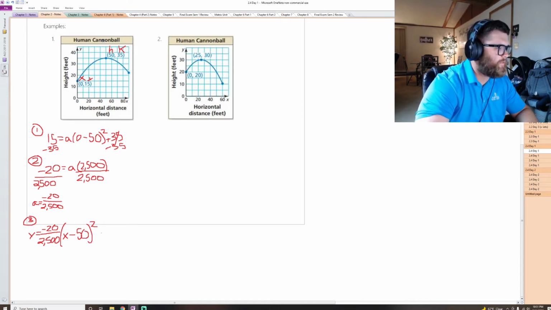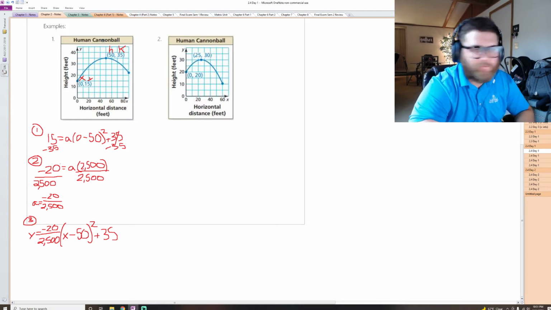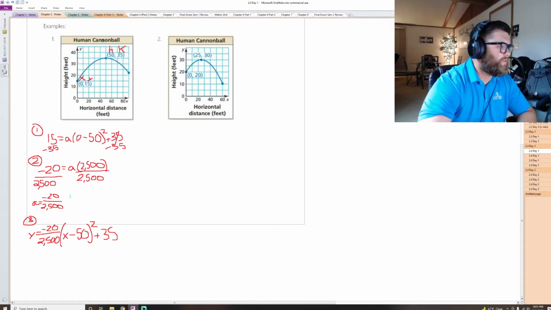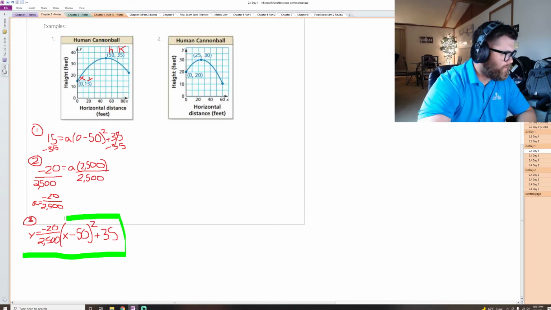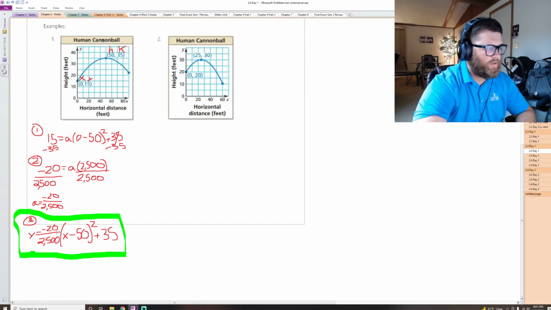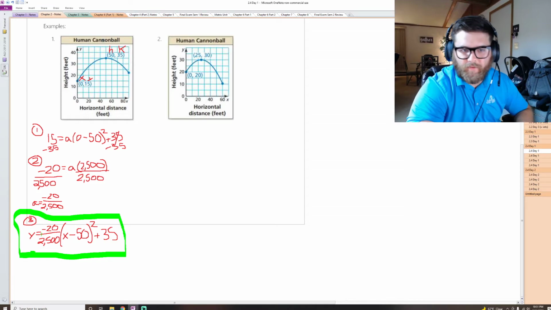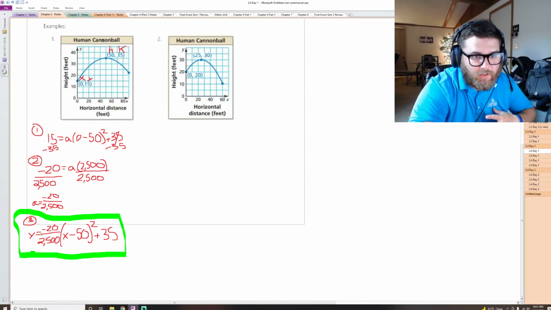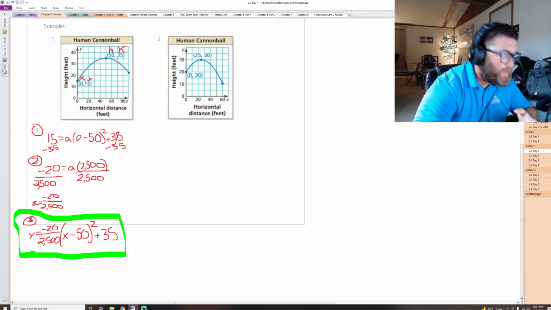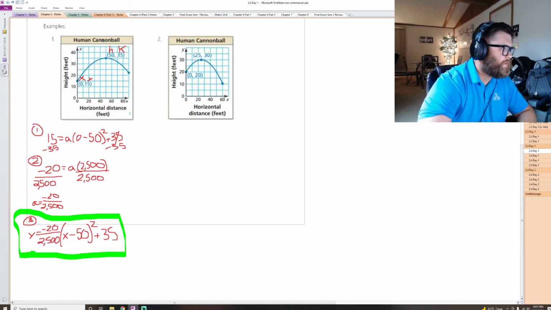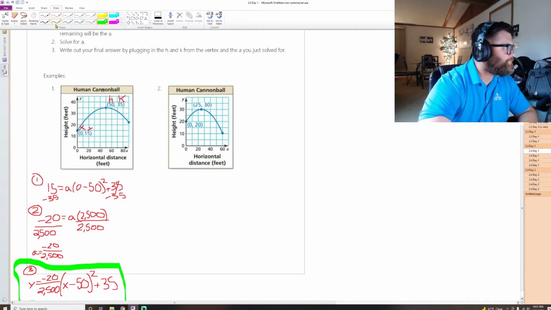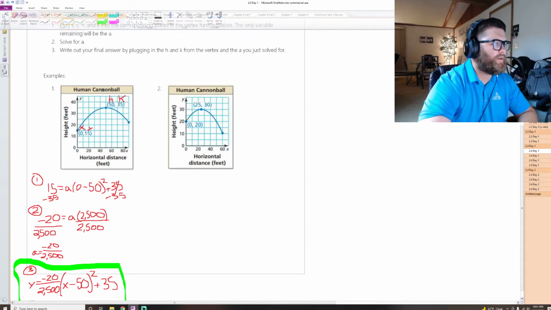Squared plus 35, which is my k. Done. Now the only thing we go back and do, if we want to be good mathematicians, is simplify this: the negative 20 divided by 2,500. It's pretty easy. Divide by 10. See if 250 can be divided by 2, which it can. I'll let you figure that out. We're just worried about the concepts right now. Just make sure we get it down.